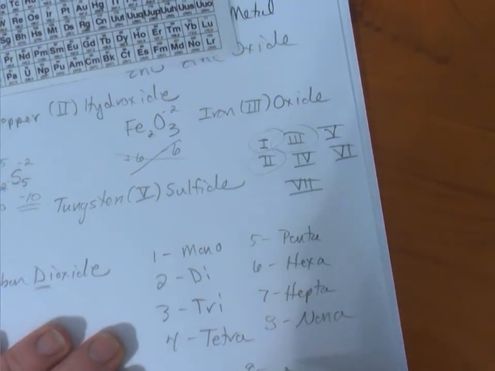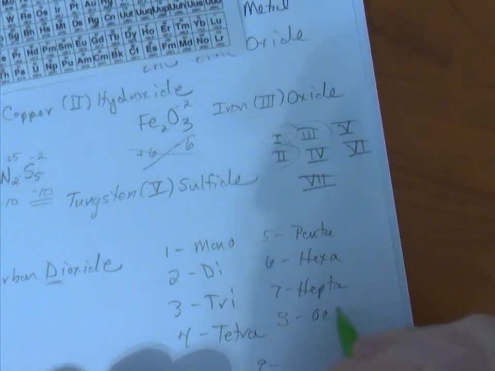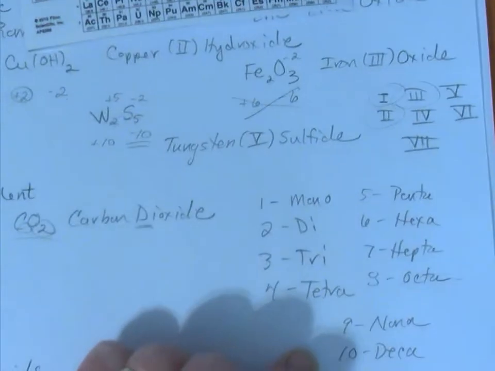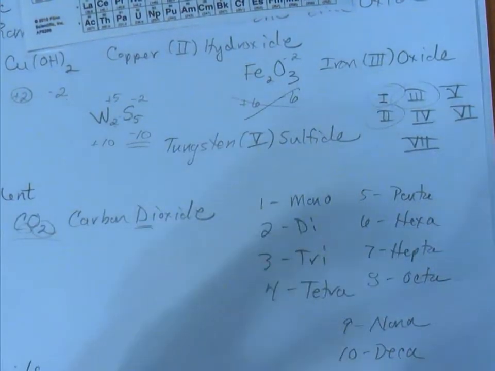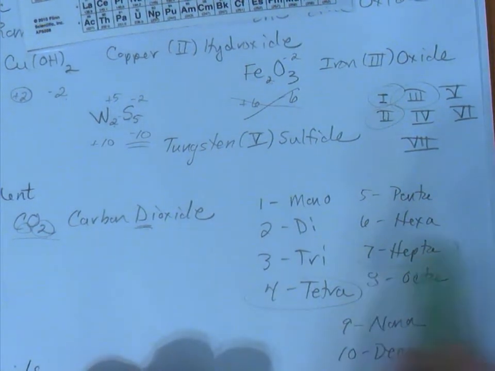Nine, oh, what? I skipped ahead. Sorry about that, ladies and gentlemen. Eight is octa, nine is nona, and ten is deca. So we have to get to know these. And I think probably the ones that aren't as familiar would be four and then seven.